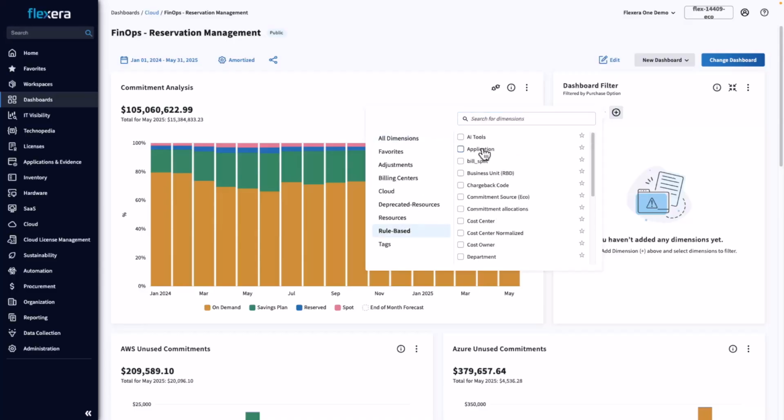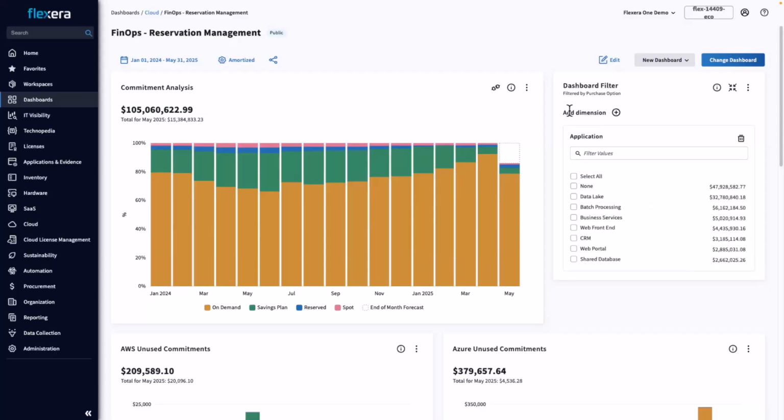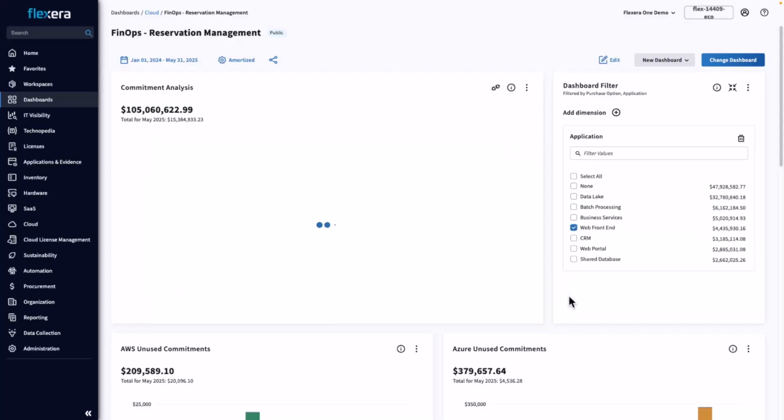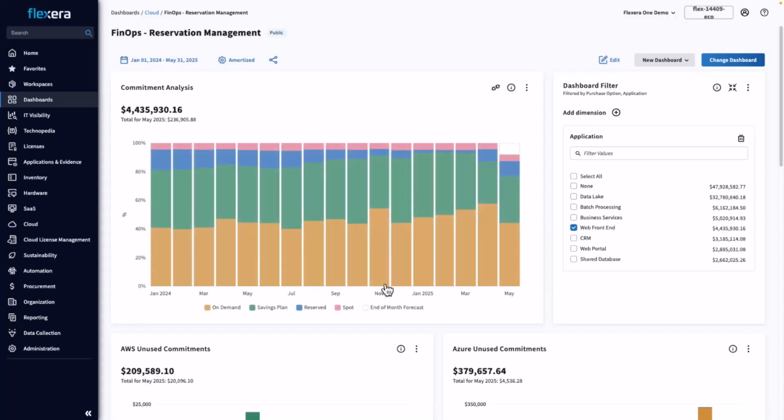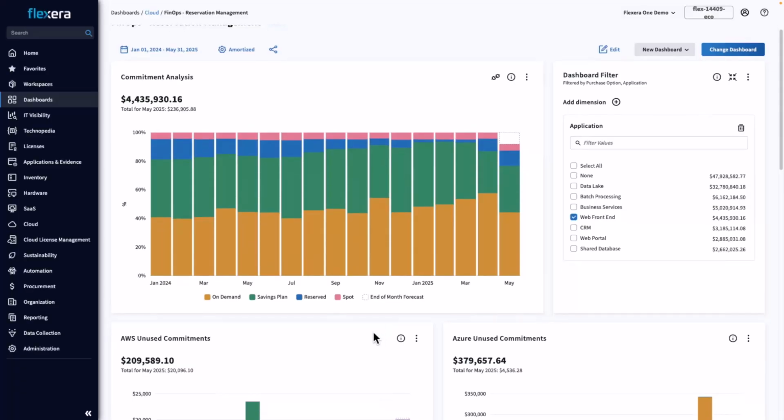But of course, again, I can bring in a business context here, right? Let's look again at application, maybe for my web front end application. And then I'm starting to see, well, actually, in this particular situation, I've got some better coverage. I have some savings plans, I have reservations, and I'm even using spot compute here.